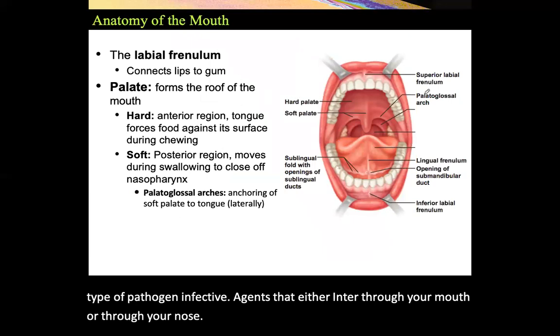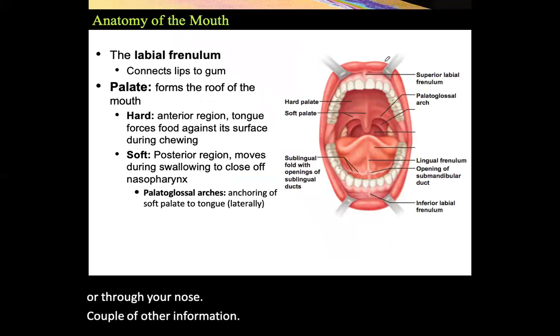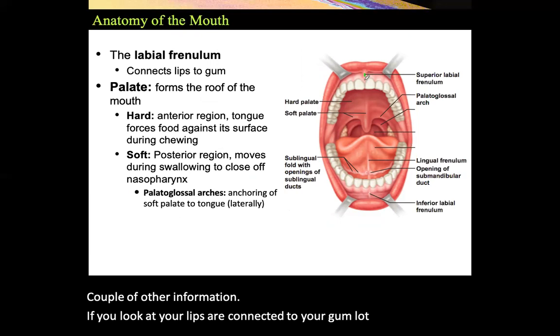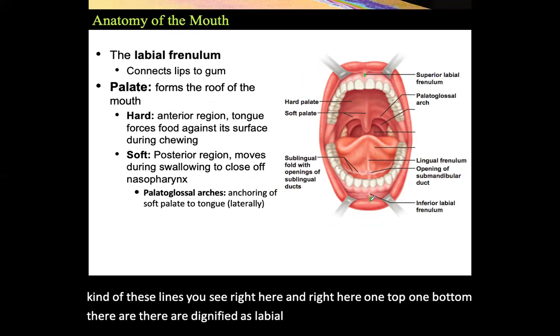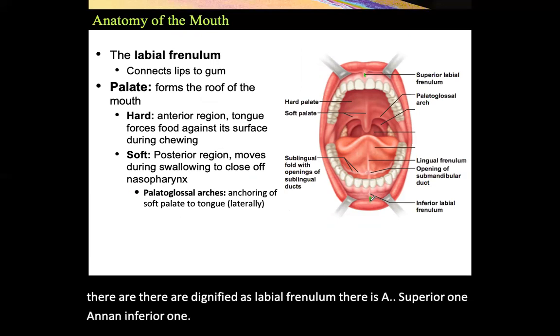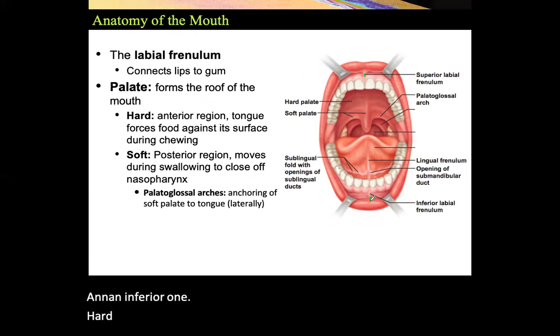A couple of other pieces of information. If you look at your lips, they are connected to your gum line by these lines you see right here and right here, one top, one bottom. They are identified as labial frenulum. There is a superior one and an inferior one. Hard palate, we already talked about that.